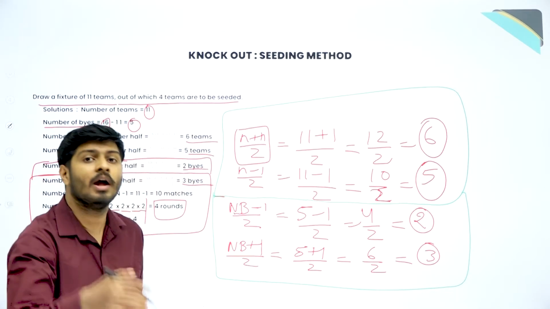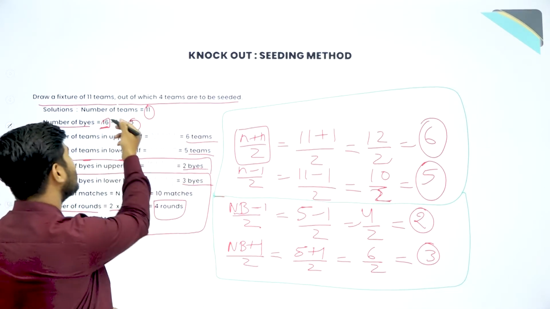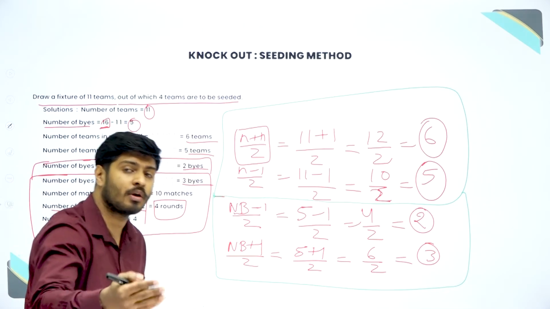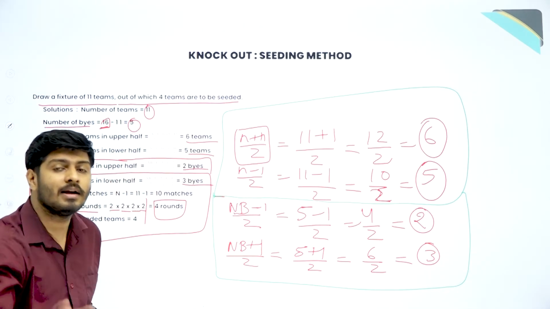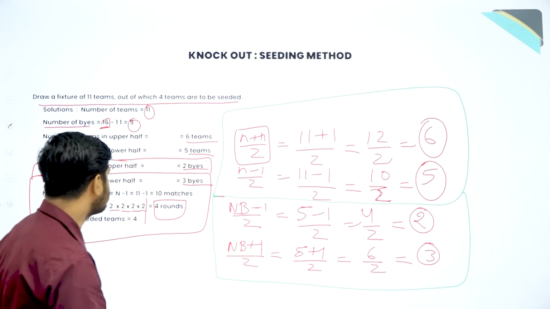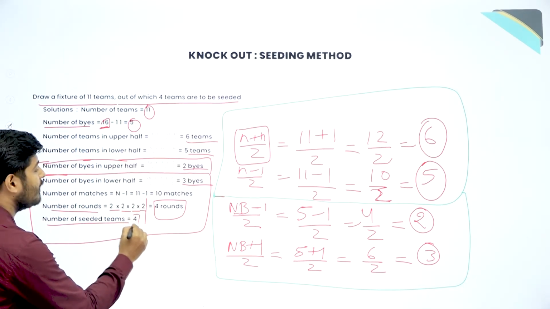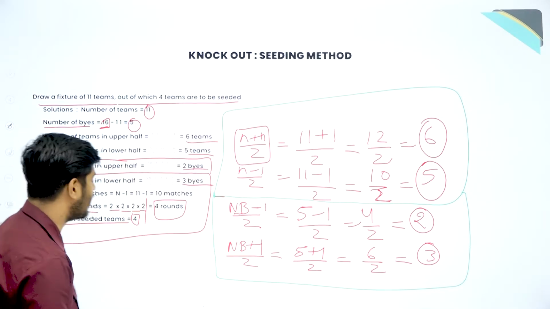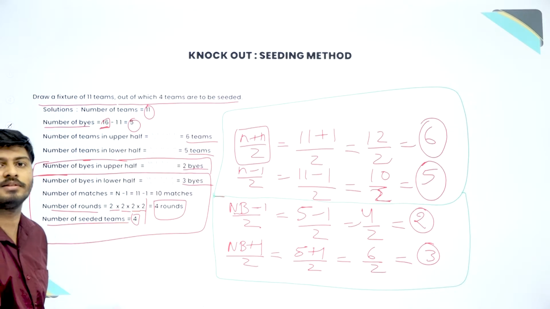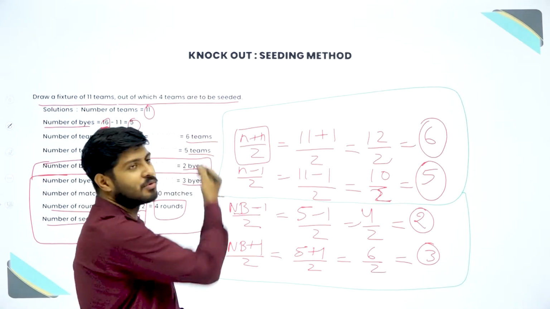So since we took 2 to the power 4 to calculate the byes, that 4 will again be taken as the total number of rounds for the whole team. So the number of seeded teams again will be 4. We will be taking the total number of seeded. Now how did I find this? We didn't find this. It was already there in the question, if you notice the question.